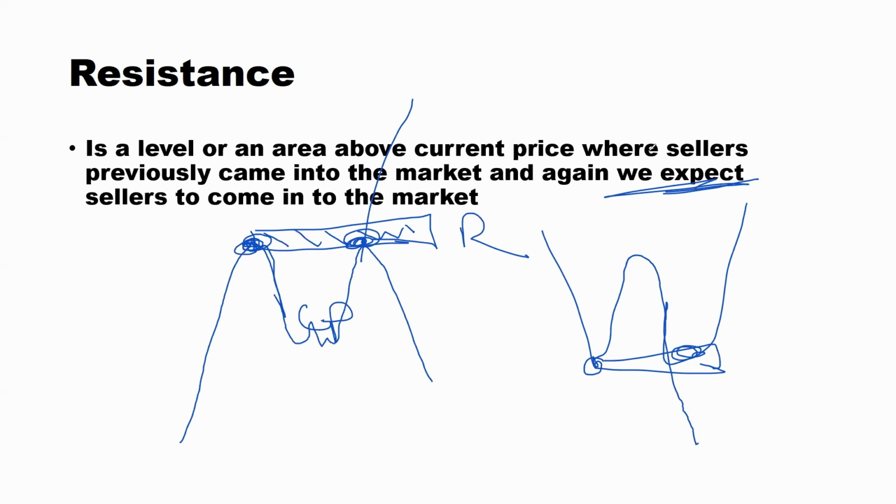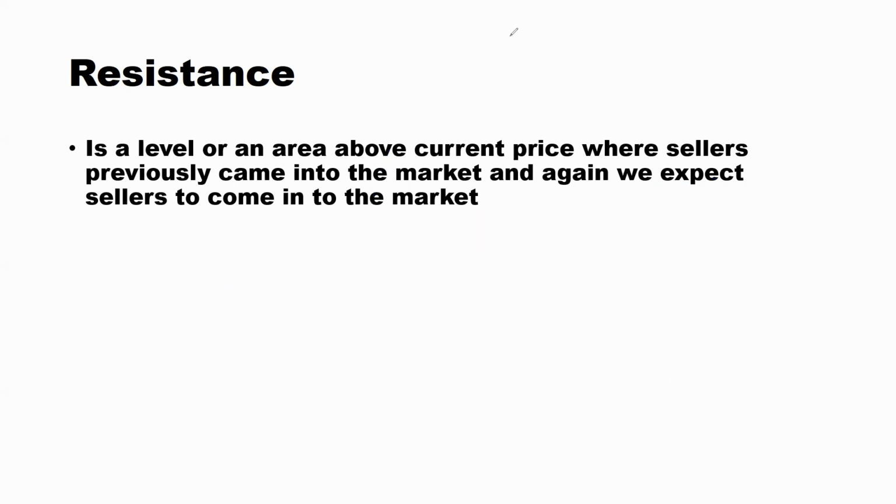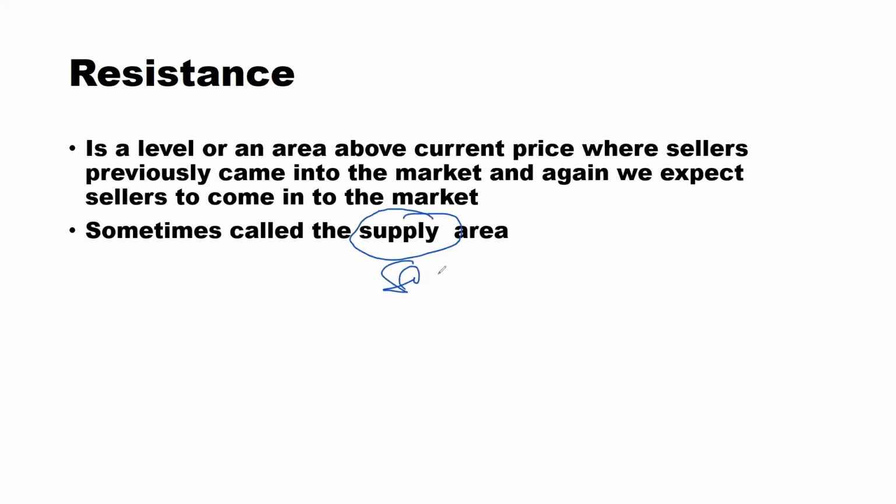Now, sometimes resistance, just like support, has another name. Sometimes resistance is called a supply zone. Why are we calling it a supply zone? Those who have done economics know that supply is for sellers. Sellers are the ones who supply. For example, someone who sells mangoes is supplying mangoes. He or she has mangoes to supply, while the buyers have the money to buy.